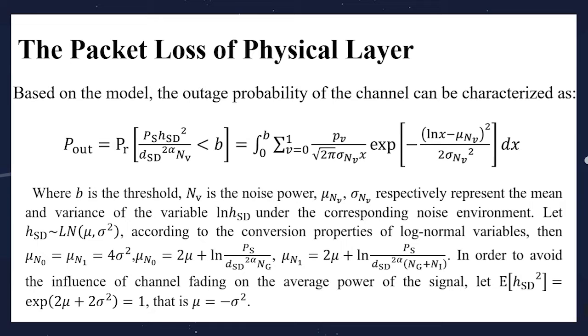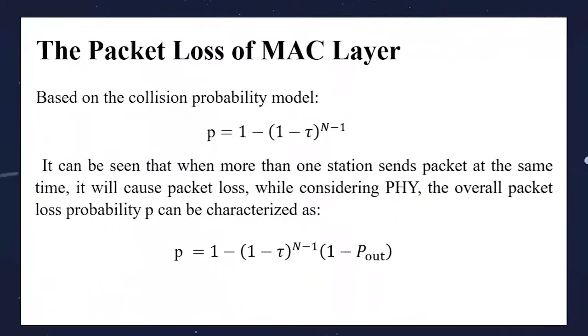The outage probability of the channel can be characterized as. The collision probability model can be expressed as. It can be seen that when more than one station sends packets at the same time, it will cause packet loss. While considering the physical layer, the overall packet loss probability can be characterized as.